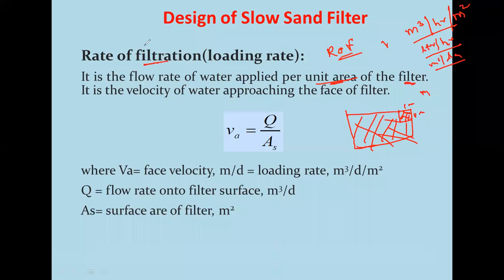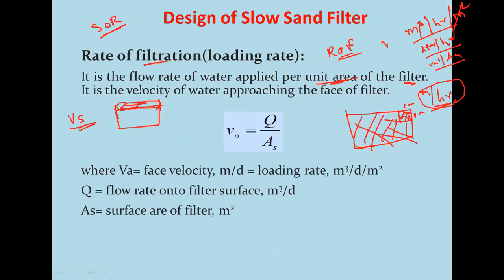This is somewhat similar to the SOR, surface overflow rate, the term we have studied in the sedimentation tank. In sedimentation we saw this term, where surface overflow rate was nothing but the rate of flow taking place per unit surface area of the tank, also known as the settling velocity of the sedimentation tank. Similarly here, actually it is the velocity. If we see the unit here, meter cube per hour per meter square, the meter square gets cancelled and we get the unit as meter per hour. So this is the unit of velocity, right?